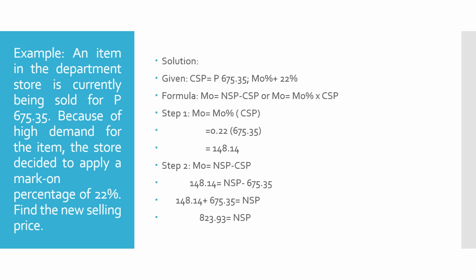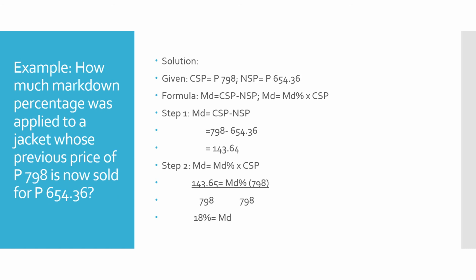Okay. Now, going on to the next example about the markdown. How much markdown percentage was applied to a jacket whose previous price of 798 is now sold for 654.36? Now, this time, markdown, bumaba yung presyo naman ng isang item. Now, from the given example, ang given dyan is the current selling price or the previous selling price of 798 and the new selling price of 654.36.